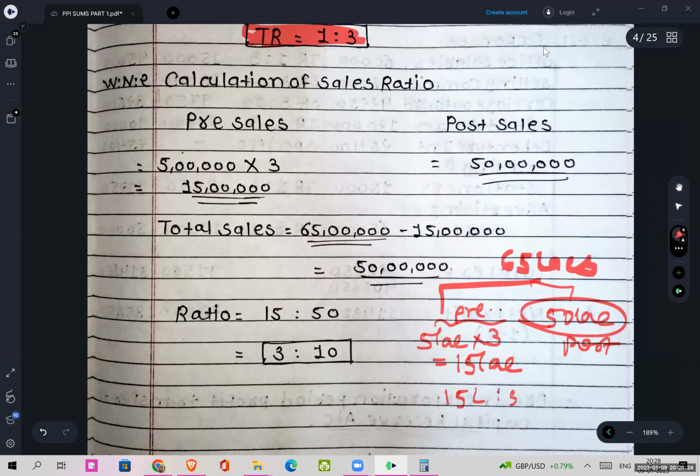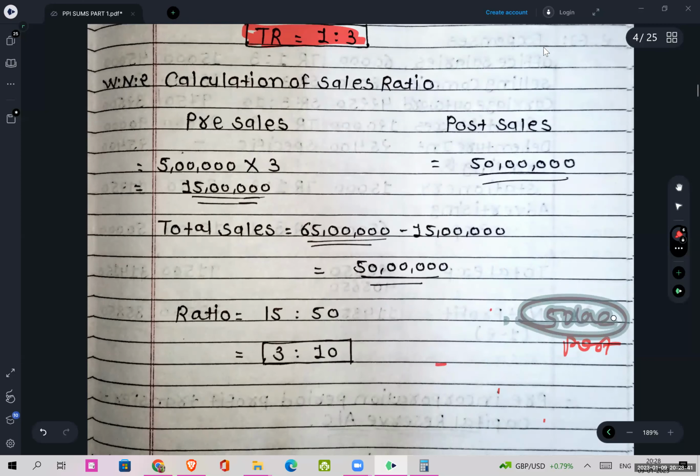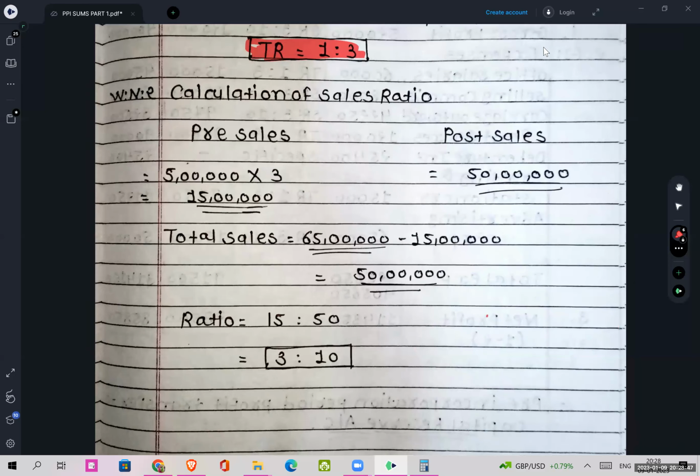15 lakhs is to 50 lakhs. ओके, तो 5 3s and 5 10s. तो 3:10 is my ratio. Okay, this is what I meant. 3:10 का मेरा रेशियो है. 65 lakhs को मैंने प्री पोस्ट पीरियड में डिवाइड कर दिया. ठीक है, यही सब इंफॉर्मेशन मेरा यूज होने वाला है.